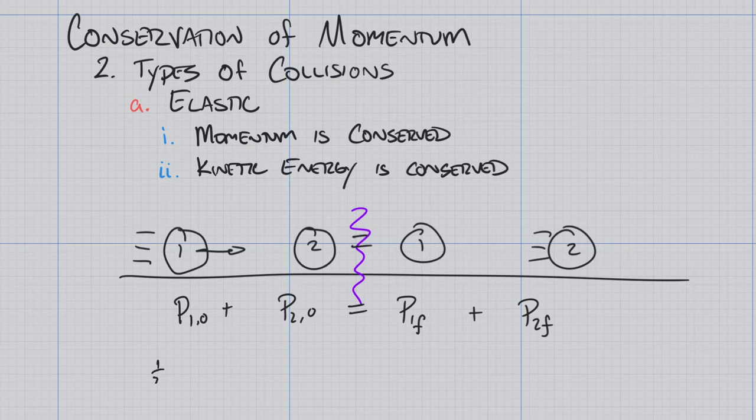So you could say 1/2 m u1 squared plus 1/2 m u2 squared. It's going to equal 1/2 m v1 squared plus 1/2 m v2 squared. And this is just saying initial velocity, final velocity, final velocity. Those two have to be conserved as well.